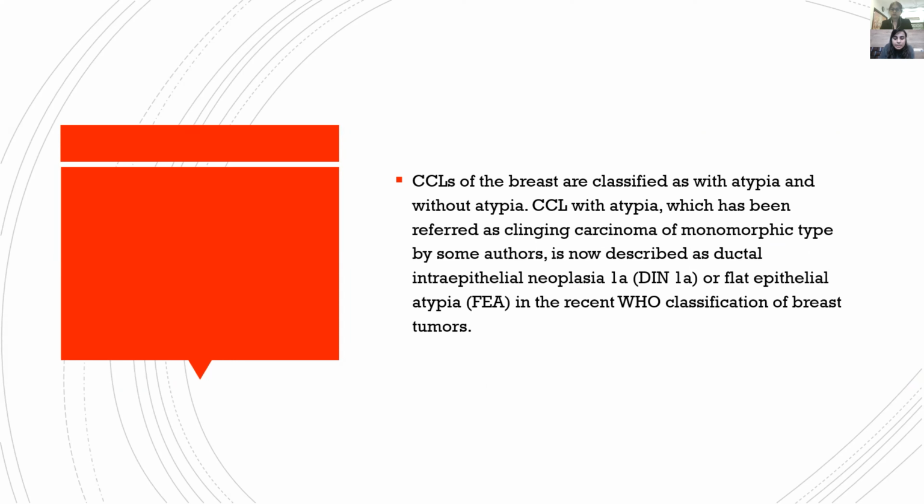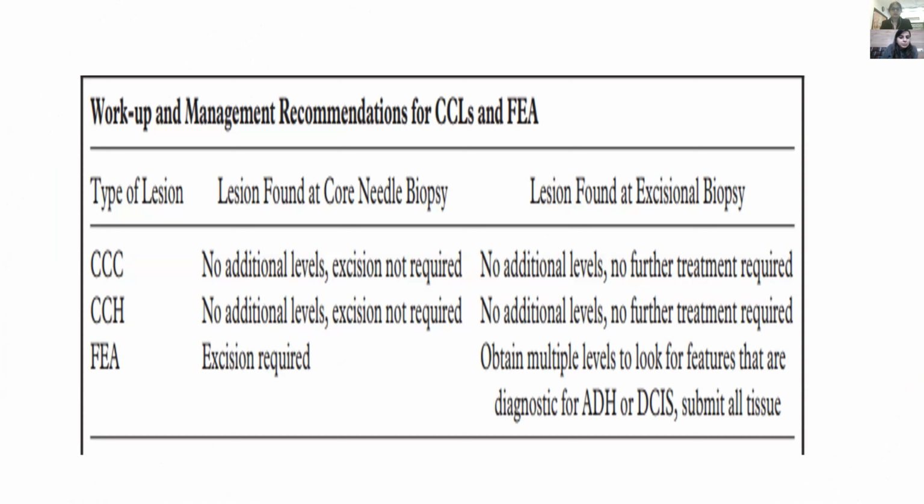So I have a slide for this, workup and management. If we are having, as I told you, columnar cell change or columnar cell hyperplasia, there is no additional workup and excision is not required in this case. No further treatment is required if atypia is not found. But in the case of flat epithelial atypia, excision is required. For the diagnosis of ADH or DCIS, we have to submit all of the tissue. Next slide, please.